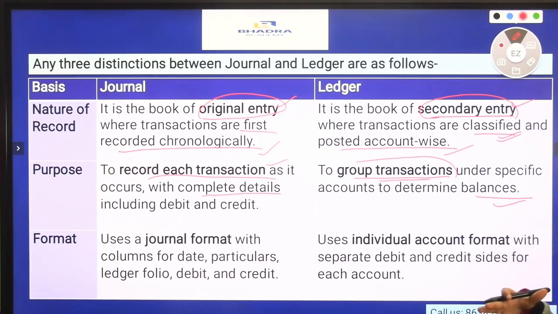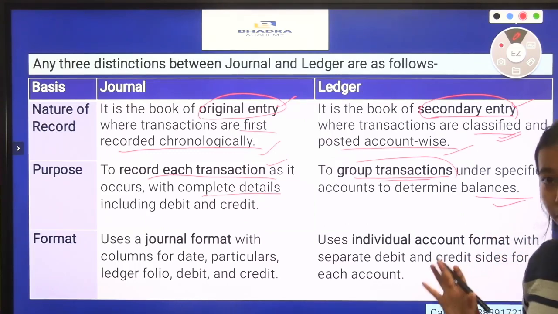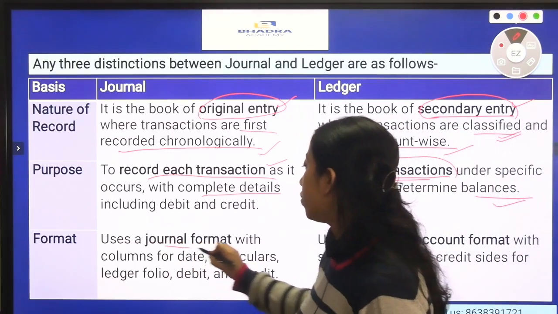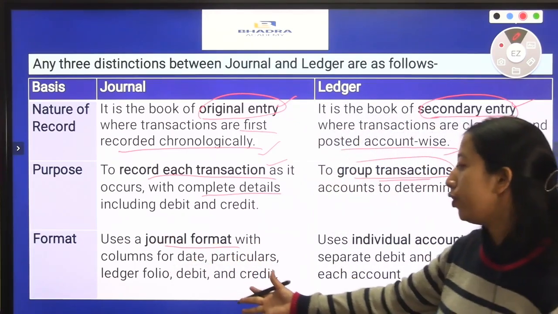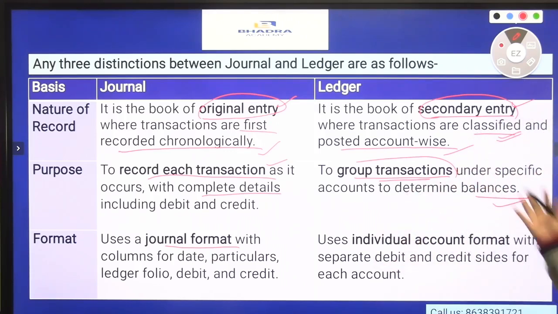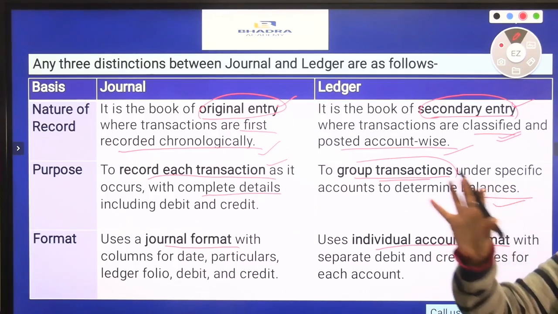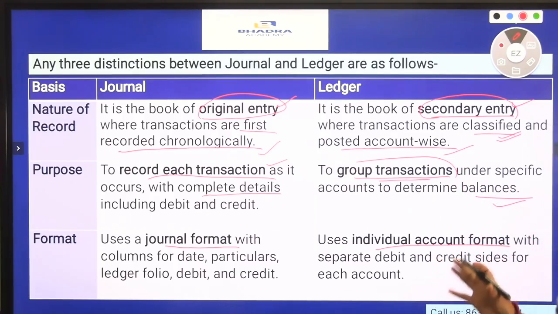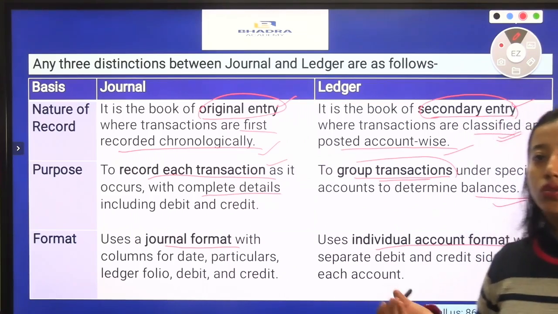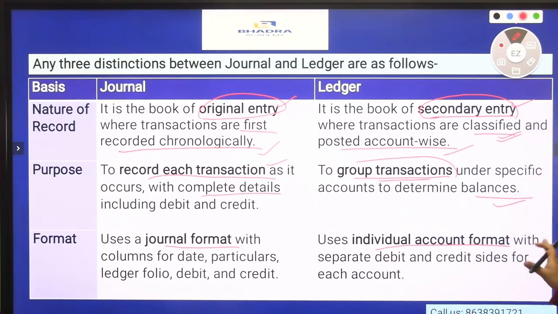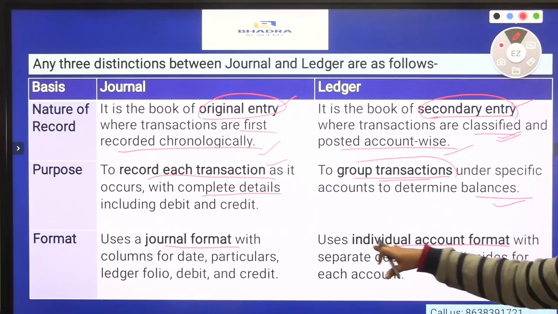Next, the basis of distinction is format. As I have already shown you the format of journal, journal uses a journal format where columns for date, particulars, ledger folio, debit and credit exist. Whereas in case of a ledger, it is an individual account format. As I have shown you the format of a ledger, every individual account will look something like that, but the heading will be different. In case of purchase account, it will be written purchase account. In case of machinery account, it will be written machinery account. So each kind of different transactions will be classified under the ledger account.